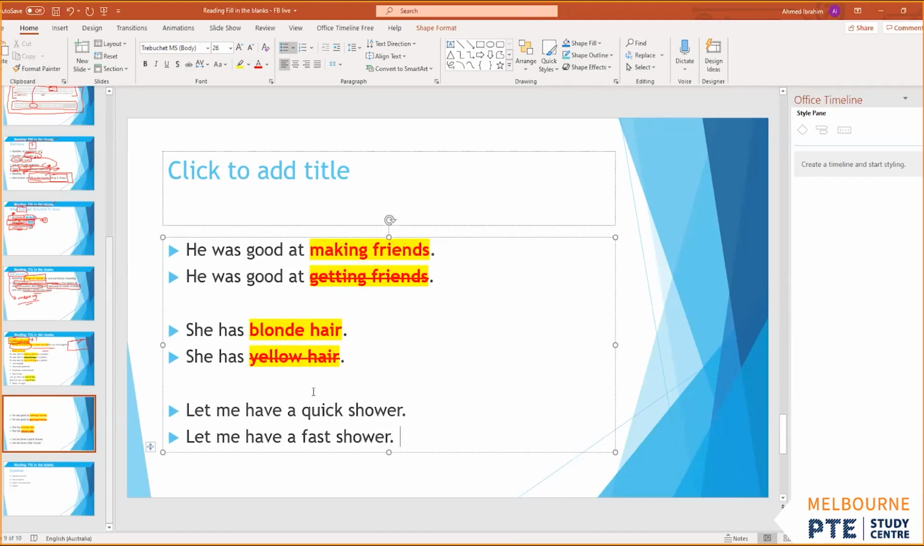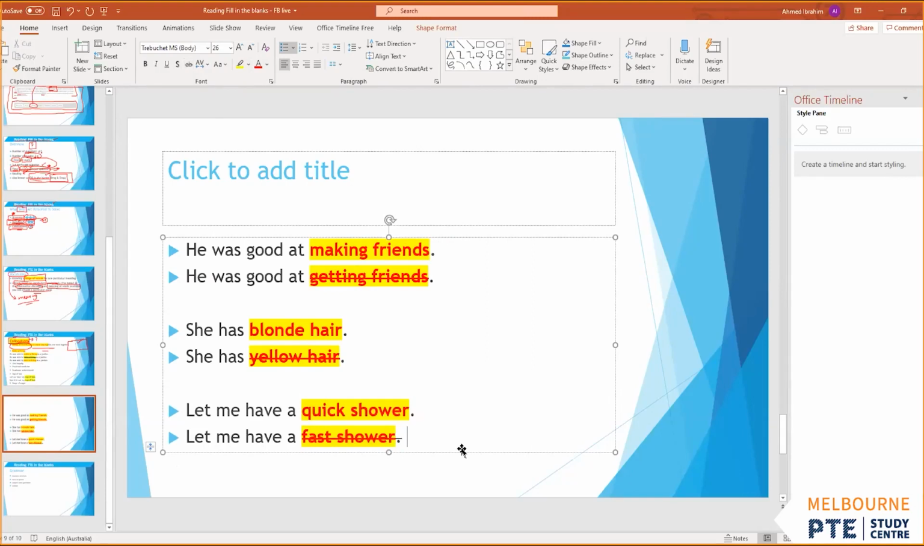What do you guys think? Let me have a quick shower or let me have a fast shower? Sorry, quick shower or fast shower? Quick. Okay. Fast is not appropriate to use with the word shower. It is quick shower.